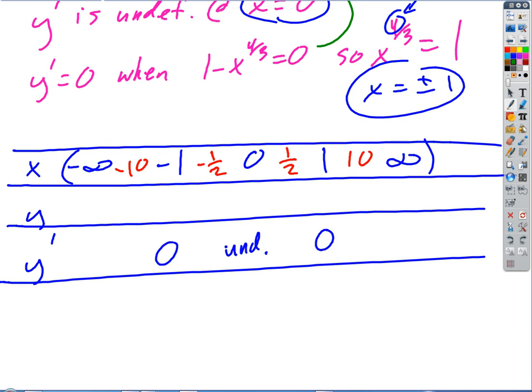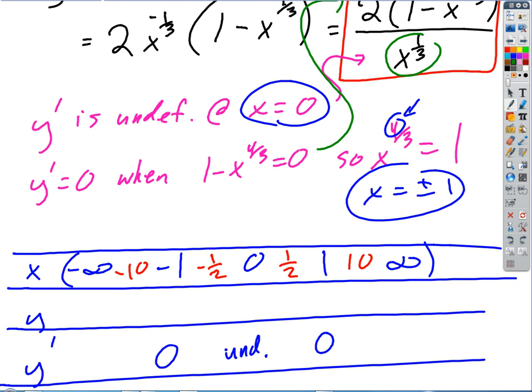So we made our table, and our domain went from negative infinity all the way out to positive infinity. We had an undefined first derivative at 0 and 0 valued first derivatives at -1 and +1. And that's where we left off. I guess we were starting to maybe pick some test points too. We just threw out -10 to the left of -1, -1/2 between -1 and 0, +1/2 and 10. Okay, so take it from there.